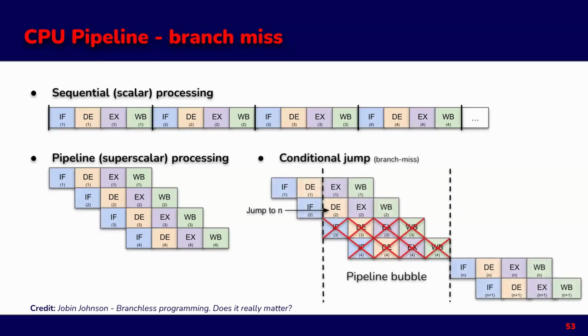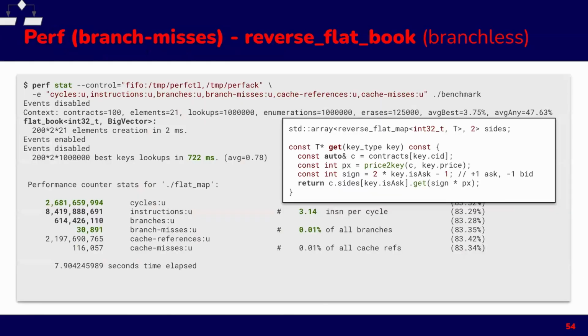But the problematic part is the branches, right? If this is a conditional jump and it results in a jump to instruction N, but the branch predictor predicts that it will not jump, then you are speculatively processing the next instructions. Then when the condition is finally evaluated, you realize that you didn't jump and should have, so you have to roll all this back, and the performance goes down. There is a so-called pipeline bubble. So we can look at how this looks in practice.